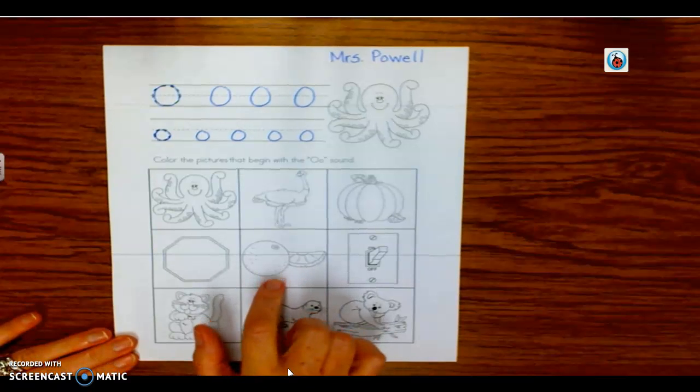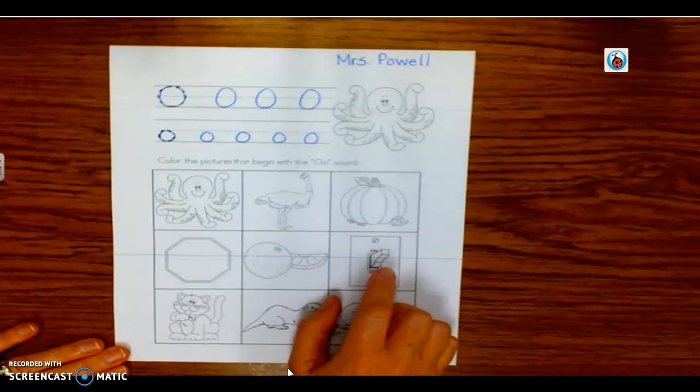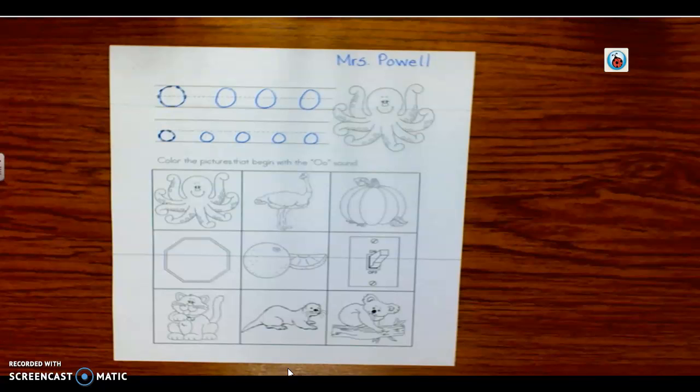And the next one's a tricky one. It is an orange. You don't really hear the O sound at the beginning of orange, but the word orange is a sight word, and we know it begins with the letter O, so we're going to color it. This light switch is switched on, has a short O at the beginning. Color it.